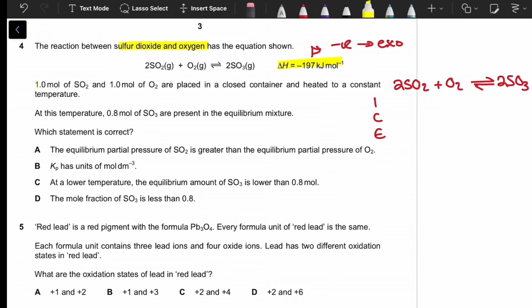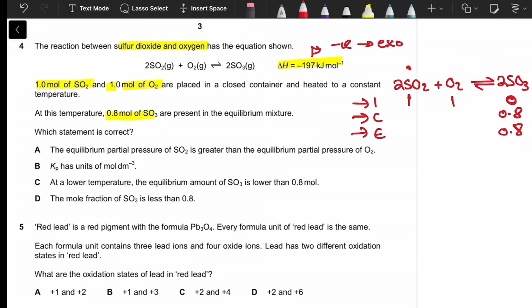It says that there was 1 mole of sulfur dioxide and 1 mole of oxygen in a closed container, and they were heated to a constant temperature, and at this temperature 0.8 moles of sulfur trioxide are present in the equilibrium mixture. Our ICE table, so I stands for initial, C for change, E for equilibrium. So initially we have 1 mole of sulfur dioxide, 1 mole of oxygen, and 0 moles of sulfur trioxide, because unless mentioned, we assume that none of these have reacted initially. Then it states that we have 0.8 moles of sulfur trioxide at equilibrium, and now we know that there's a change of 0.8 moles from 0 to 0.8.